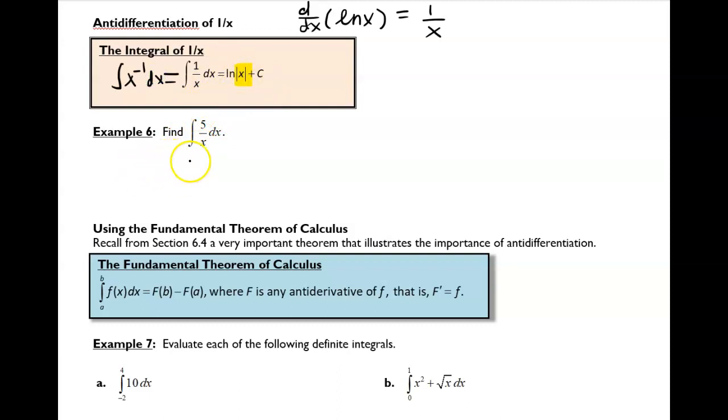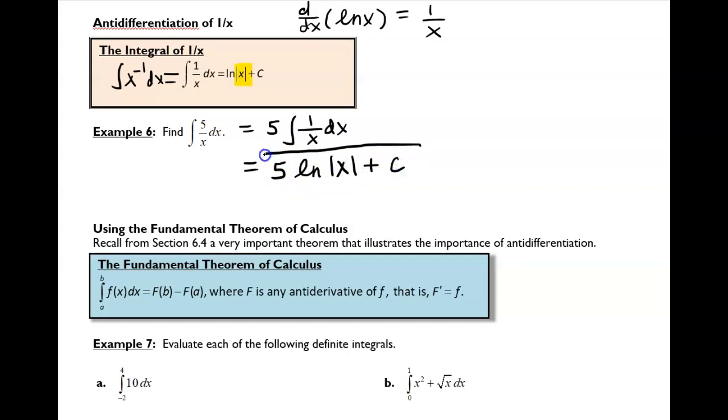So number 6, we're going to integrate 5 over x dx. So you want to think of that as 5 times the integral of 1 over x dx. Remember, the constant just comes along. 5 times natural log absolute value of x plus c.